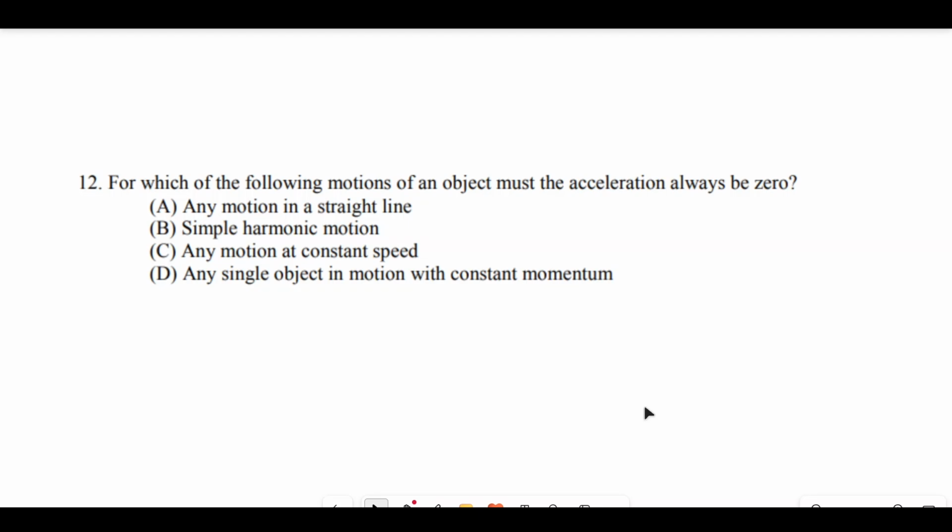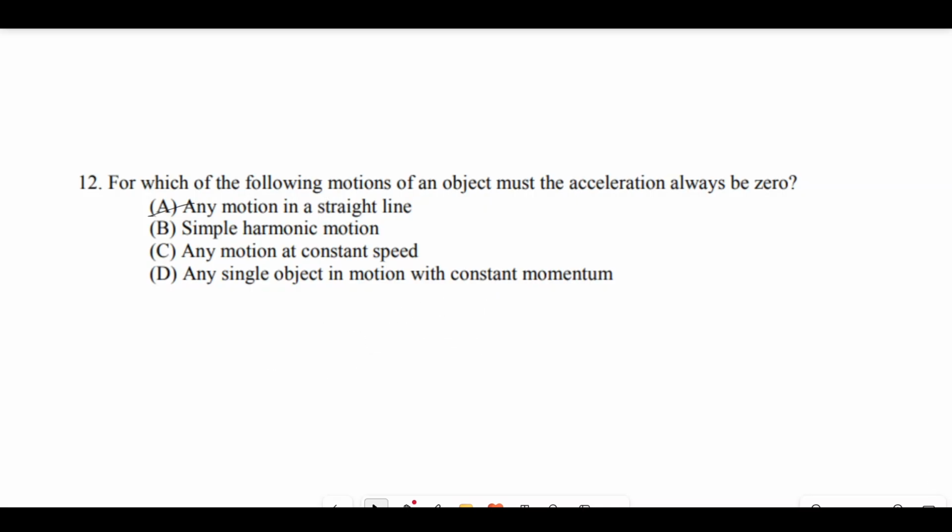So it says any motion in a straight line. Automatically, we can select choice A as incorrect because any motion in a straight line does not require the acceleration to always be zero, because here we can have a straight line and the object is traveling with an acceleration of 3 meters per second squared. It's traveling in a straight line still, but that doesn't mean there's no acceleration. So that's why we can get rid of choice A already.